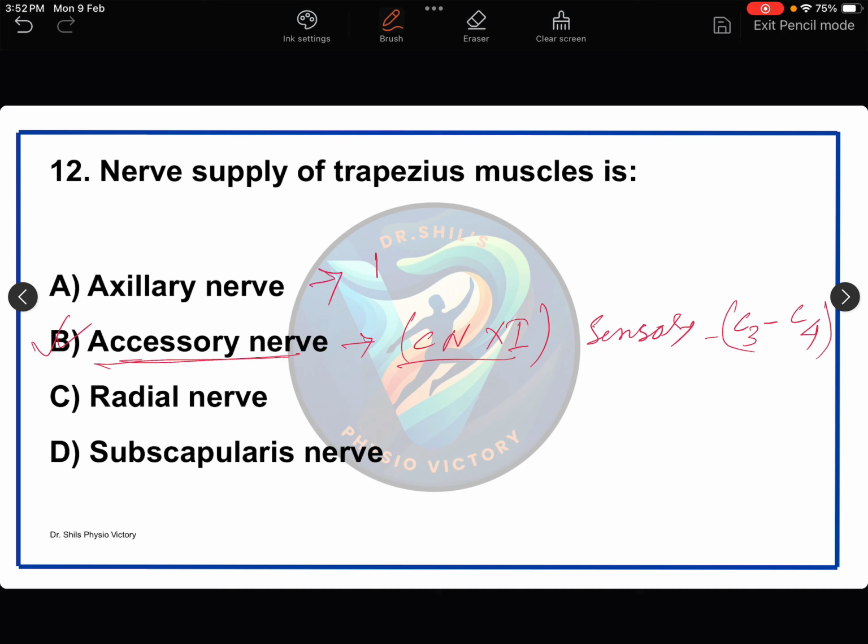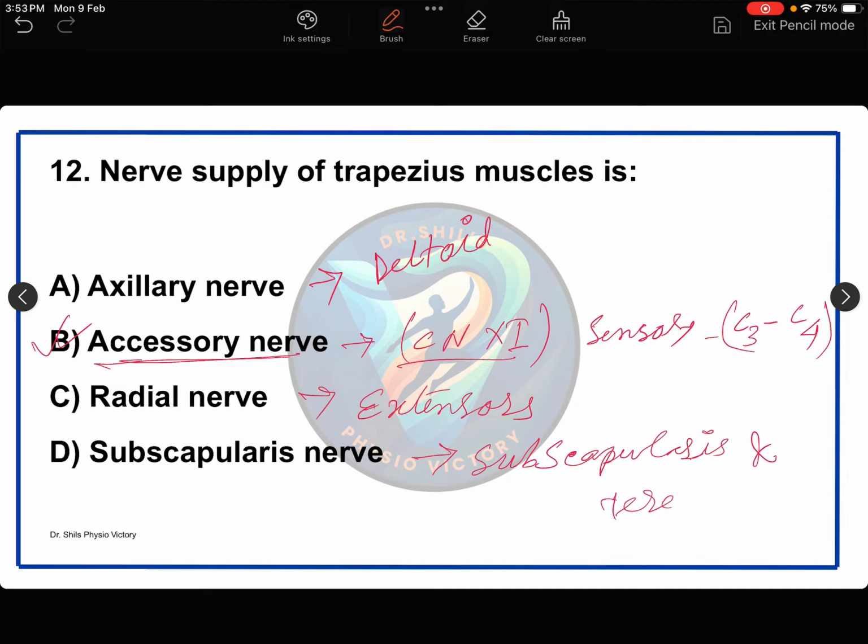Axillary nerve supplies the deltoid muscle, radial nerve supplies the extensors, and subscapular nerve supplies the teres major muscle.